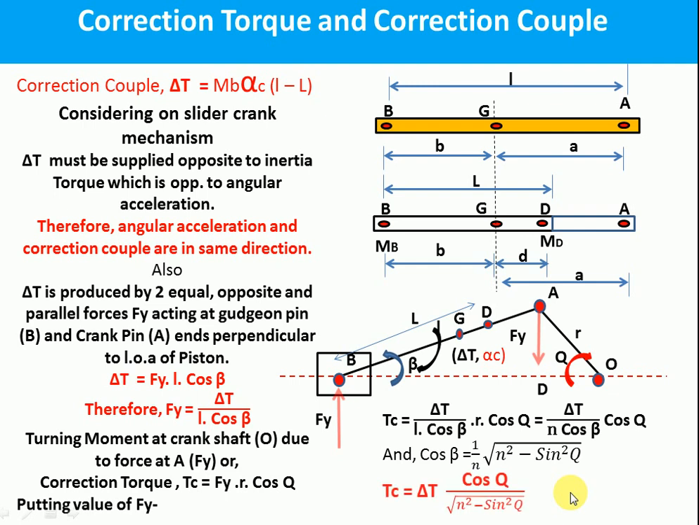So we are done with the dynamically equivalent system, the conditions required for a dynamically equivalent system, what happens when a system becomes dynamically equivalent, what the correction torque and correction couple are, and what the magnitudes and the effect of direction of the correction couple and correction torque are. Clear?